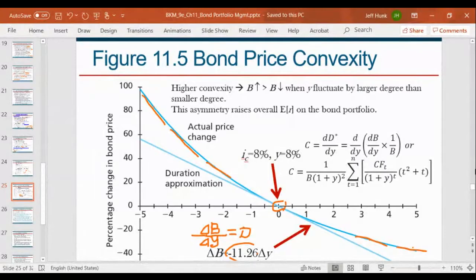In our last video, we took a look at the derivation of convexity. So now we're going to look into the application of convexity.